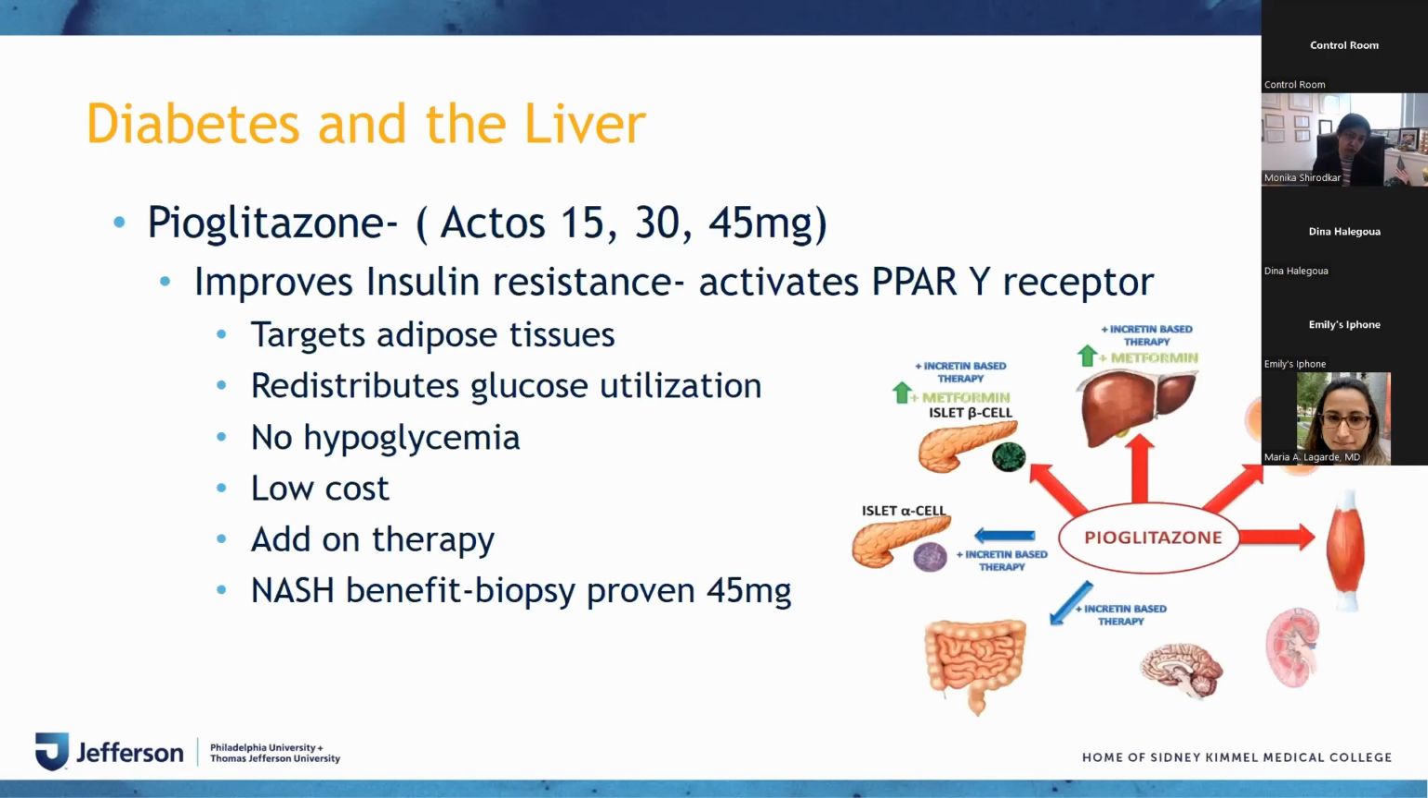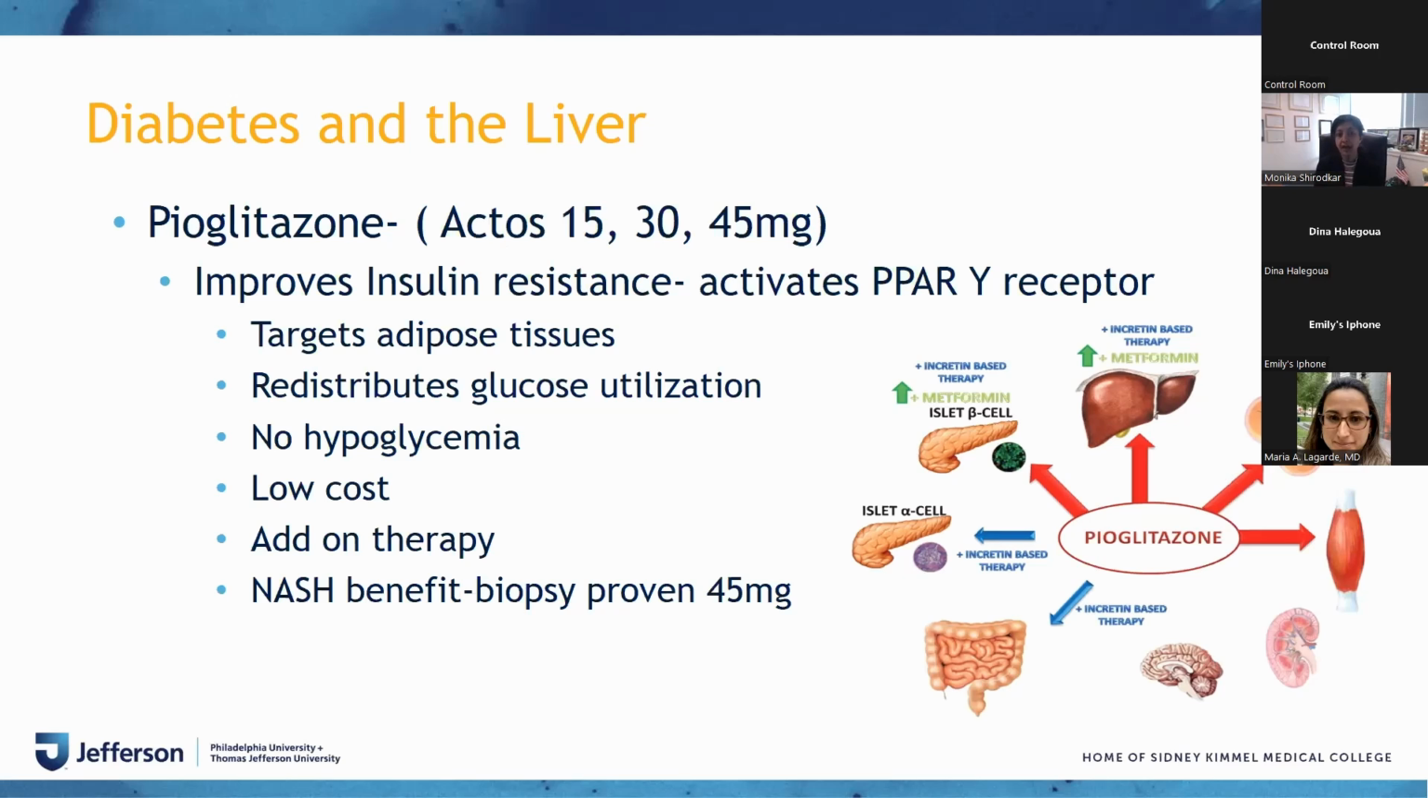So pioglitazone is probably one of the older diabetes medications. It's not commonly used. It's like our third or fourth line agent. So it's probably why many of you have not heard of it and may not even be on it. And it works to improve insulin resistance. It works on a specific receptor that really helps move glucose where it needs to be. It does specifically work on the fatty tissues. It's great because it doesn't cause any hypoglycemia. You can really add it on to any other diabetic agent that you're on.